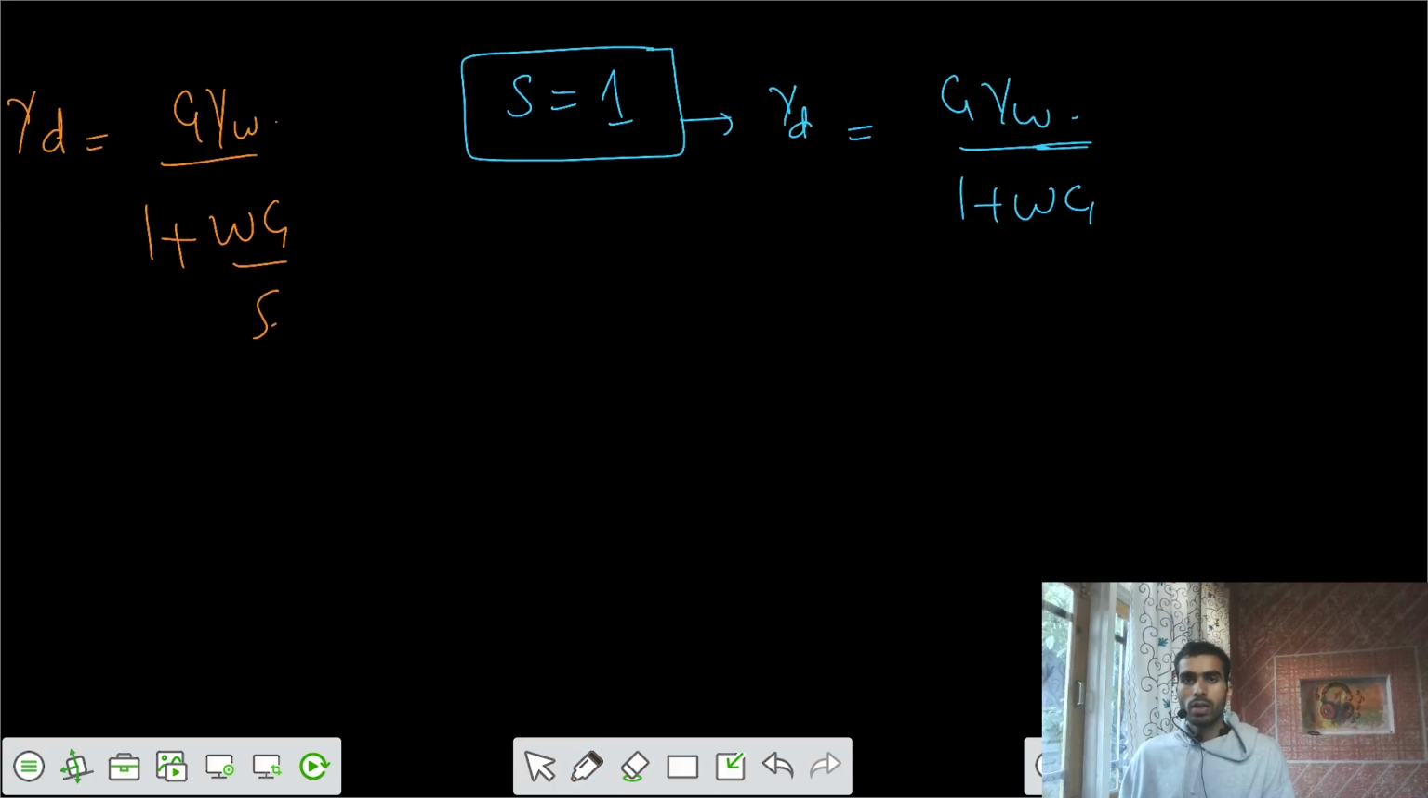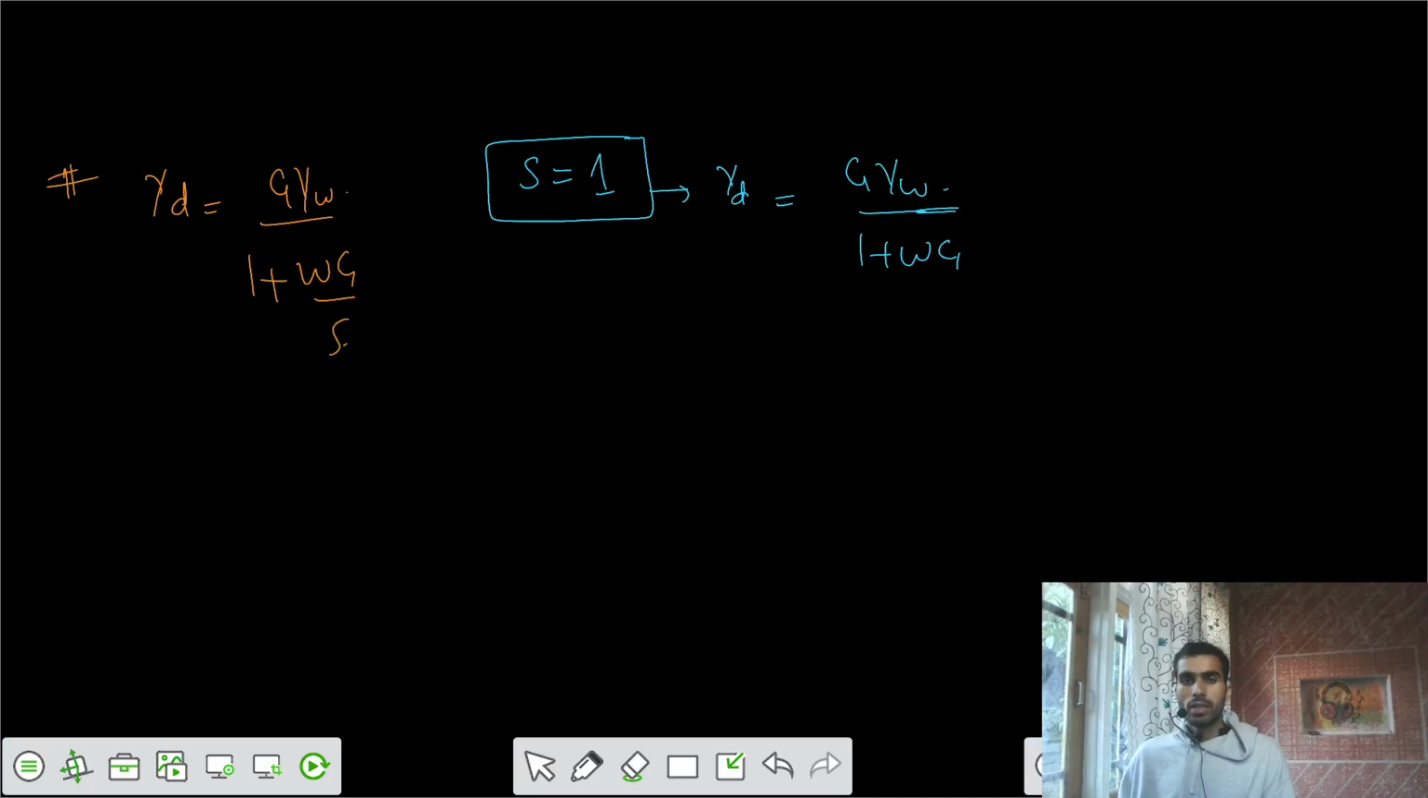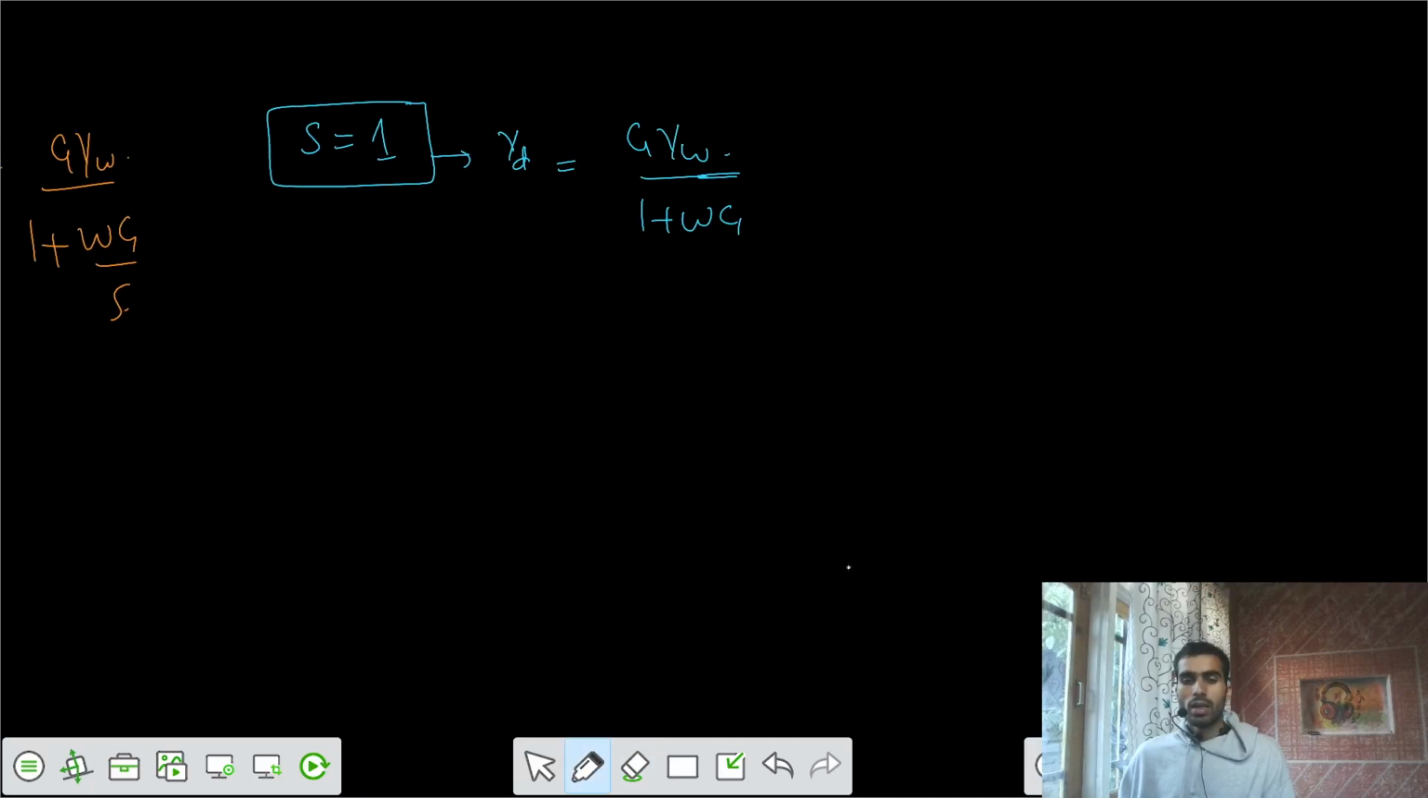This gamma equation, we call this the 100% saturation density, or 100% saturation unit weight. This corresponds to 100% saturation density.